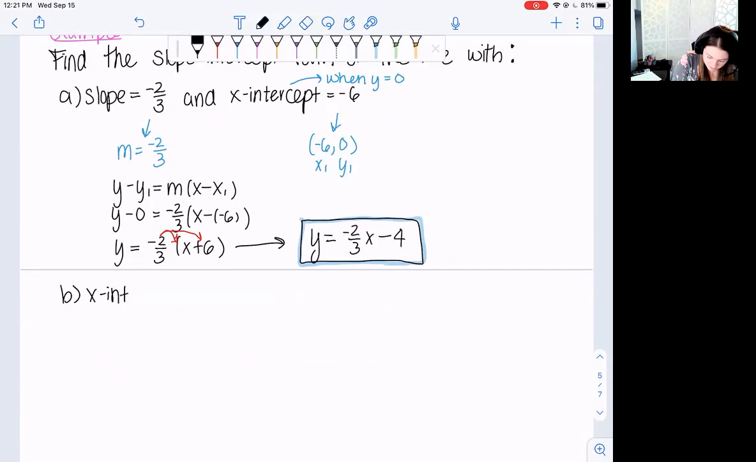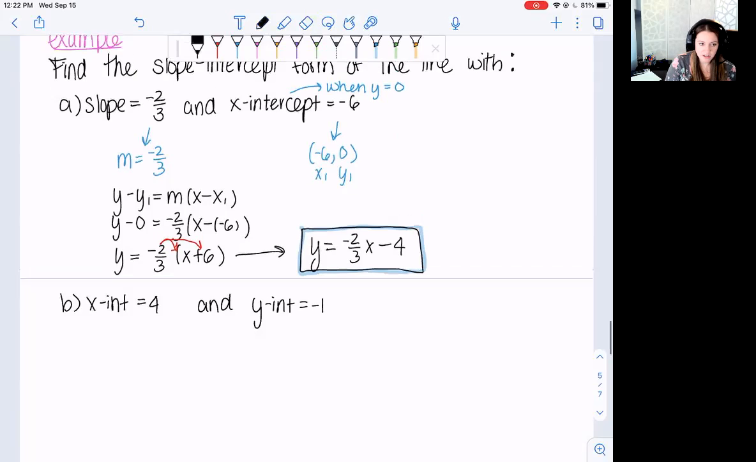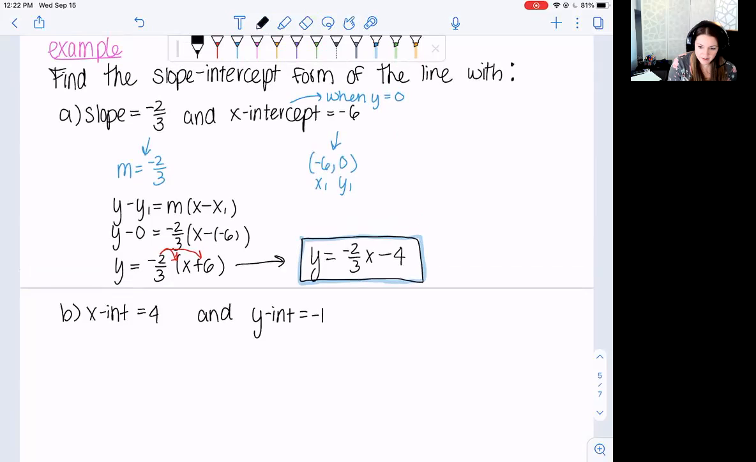One last example, x-intercept 4 and y-intercept -1. So say you're given an x-intercept and a y-intercept, and you want to find the slope-intercept form of the line. So x-intercepts are when y is 0. So this is the point 4, 0. And y-intercepts happen when x is 0. So this is the point 0, -1.